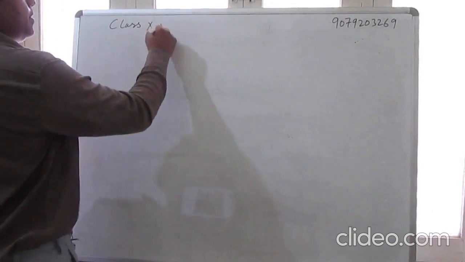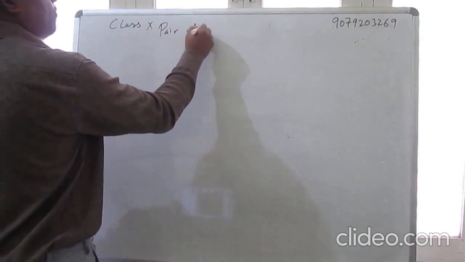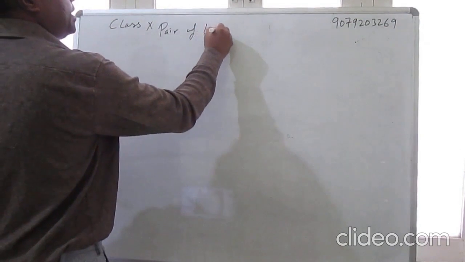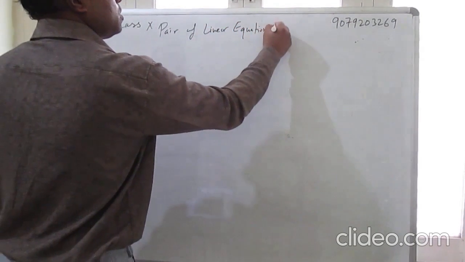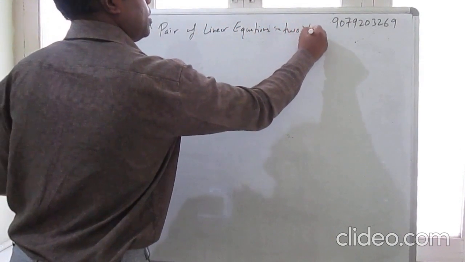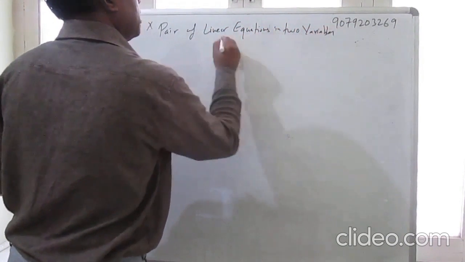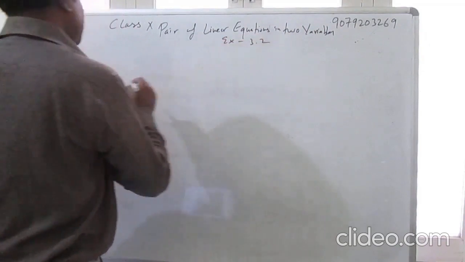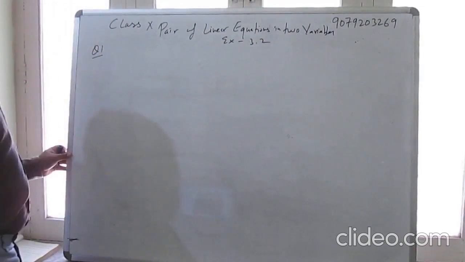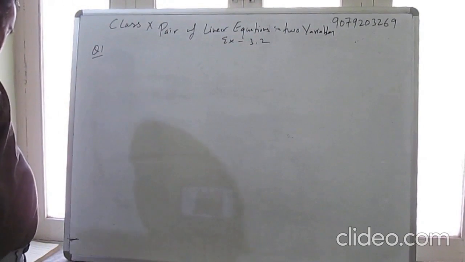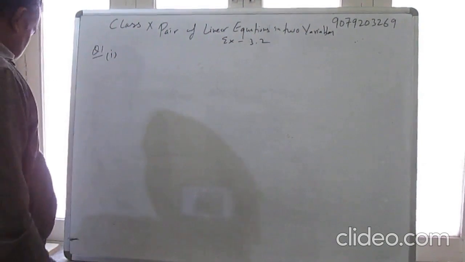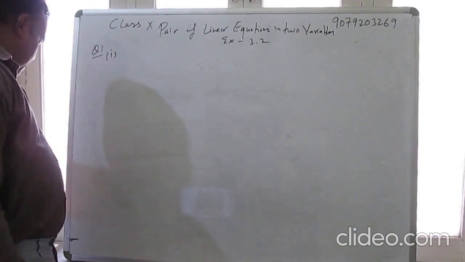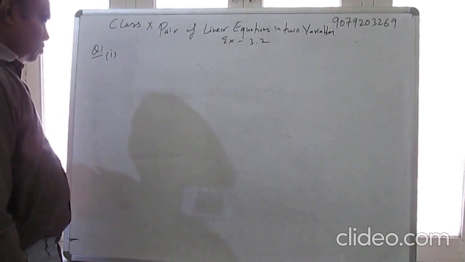Chapter 3, pair of linear equations in two variables. Exercise 3.2, question number 1. First part: 10 students of class 10 took part in a maths quiz.